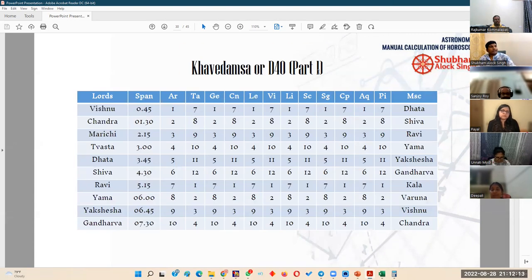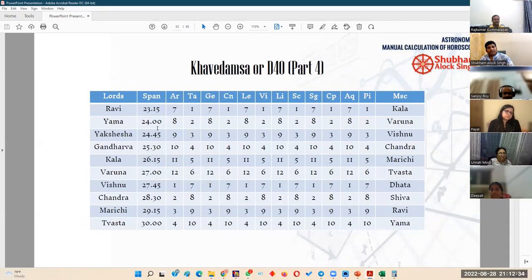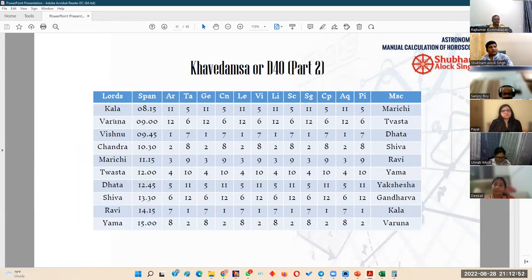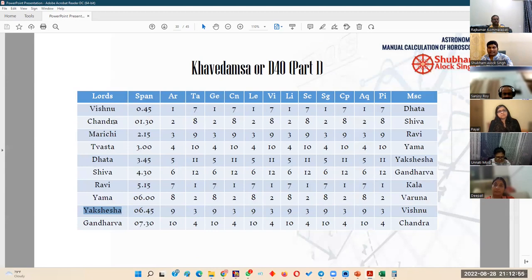Going to the next divisional chart, D40, one Rashi is divided into 40 parts of 45 minutes each. Degree, minute, second. Hence, the first D40 is 0 to 0.45, the second D40 is 0.45 to 1.30, and so on and so forth, making the 40 divisions. The lord of D40 is Vishnu, Chandra, Marichi, Tvashta, Dhata, Shiva, Ravi, Yama, Yakshesha, Gandharva. Yakshesh is basically Ganesha. Gandharva, Kala, Varuna, and post Varuna, Vishnu repeats again.